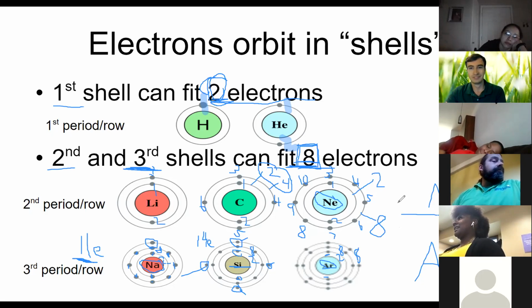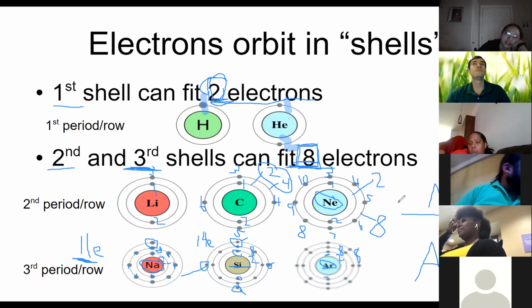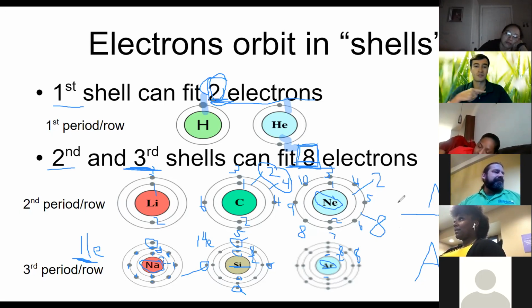Okay. All right. Do you have a question, Crystal? Why are they called shells again? It's essentially just a way to think about the space that the electrons are taking up. So there's not like a physical shell surrounding the atom, right? There's not like an eggshell surrounding the atom like the yolk is the nucleus, right?